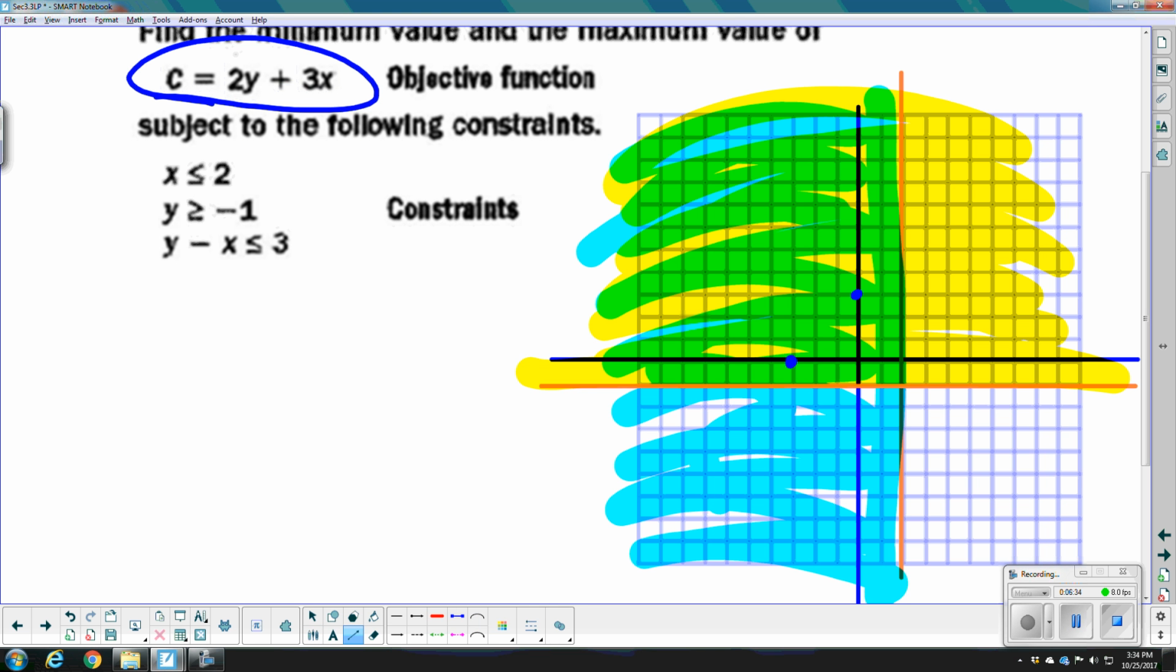Okay, and then I'm gonna make my line with those points. And then I can pick any point that's not on my line to see whether or not it's a solution. So 0, 0. So 0 is less than 3.